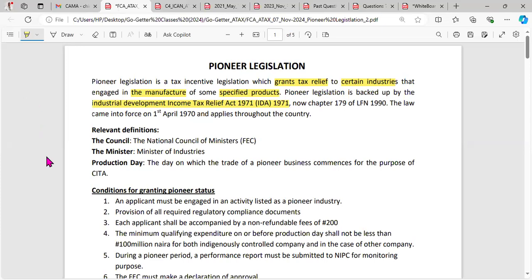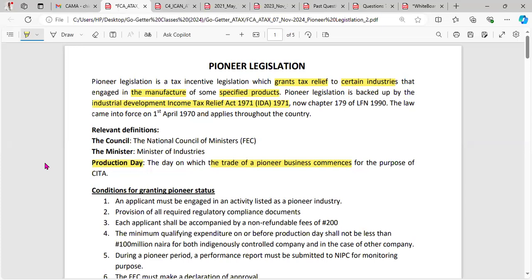Now, production day, this is a very important term here. It is the day on which the trade of a pioneer business commenced for the purpose of CIT. So the day you commence commercial trading on your pioneer product, the day you engage in commercial production of your pioneer product, is your production day.